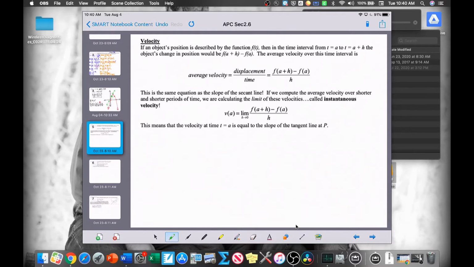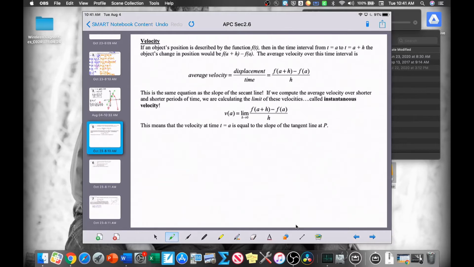Notice that this is the same equation as the slope of the secant line that we were just working with in the previous problem. And if we compute that average velocity over shorter and shorter periods of time, remember, as we bring that point Q closer and closer to that point P, we are calculating the limit of these velocities, which we call in calculus instantaneous velocity. So the velocity at point P is instantaneous velocity. The velocity between point P and point Q is average velocity.